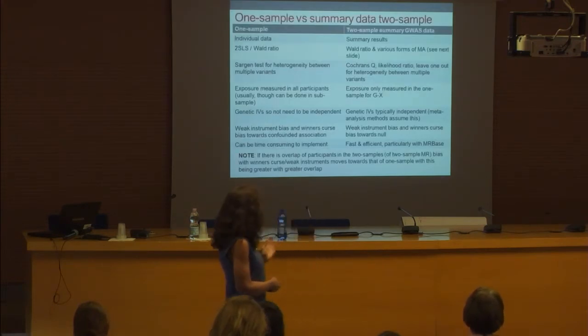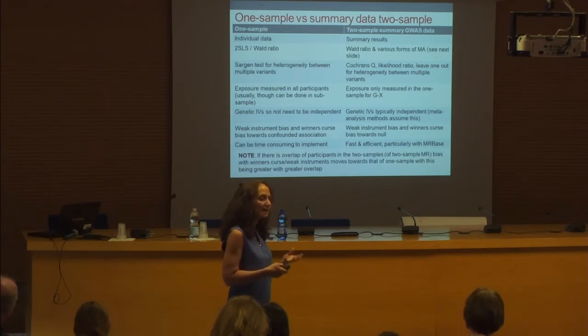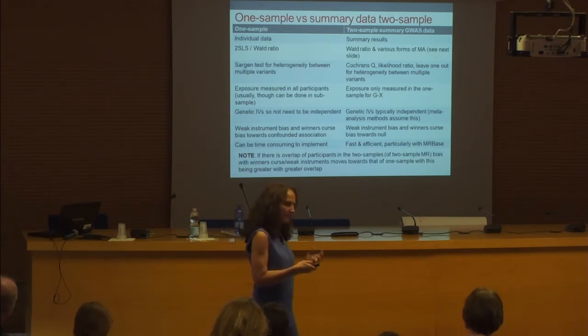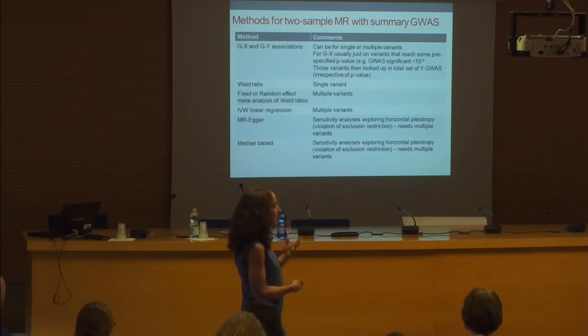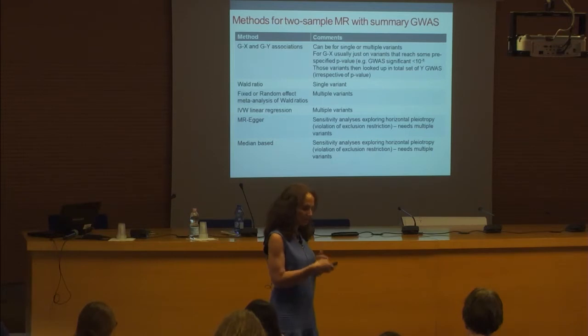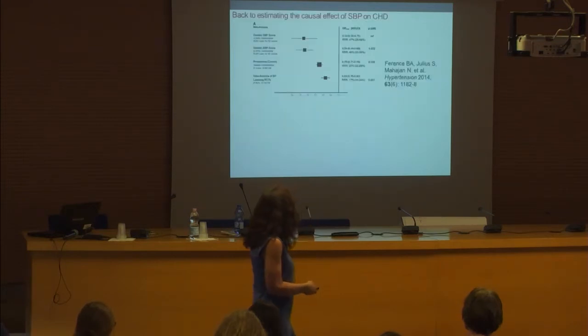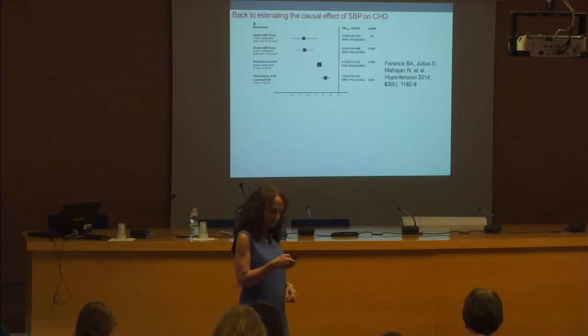Okay, again, I'm not going to talk through this. This is just a summary of the differences between one sample and two sample MR, both in terms of the kinds of analysis that we would do and some of their strengths and limitations. This is a summary of the methods and how we use these methods in two sample MR. And what I'm going to move on to now is to show you some examples of where these have been used.